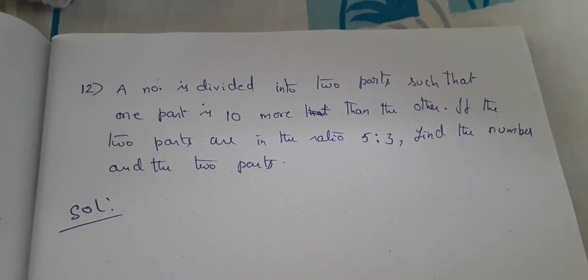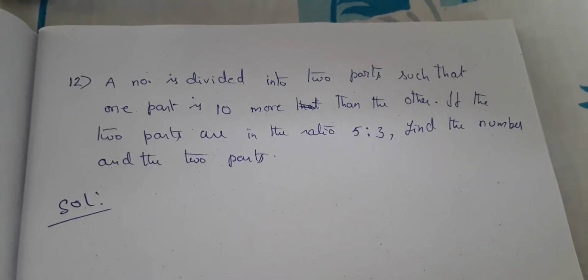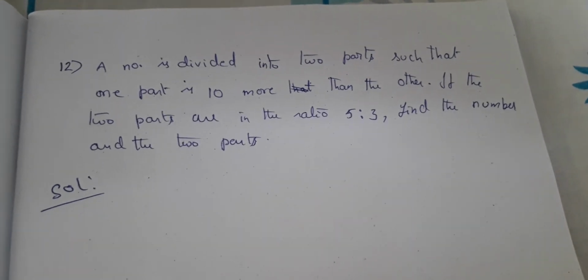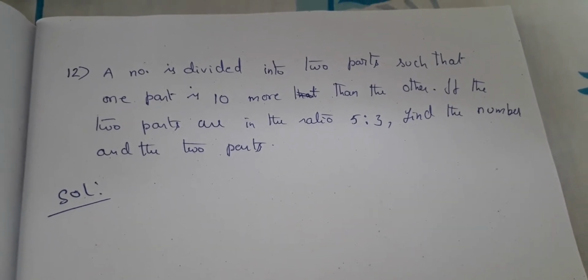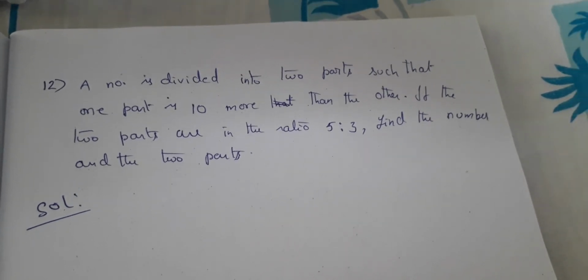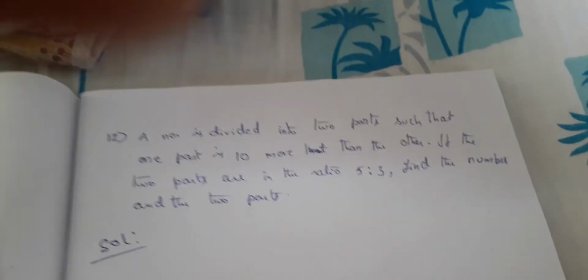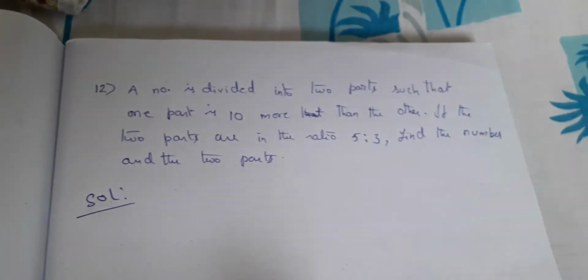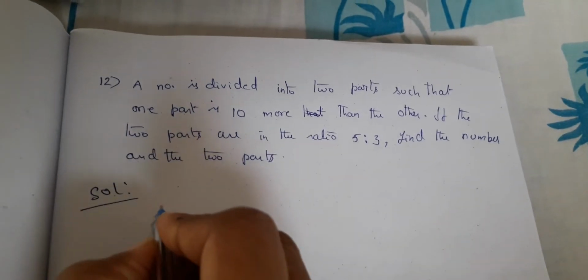Now can you observe the ratio 5:3? Obviously the bigger part will take the ratio value to be 5. So whichever you are taking as the bigger part, that you have to take in place of 5. Find the numbers, the two parts. So what are you supposed to do? Now see, two numbers such that one part is 10 more than the other. So let us see that.